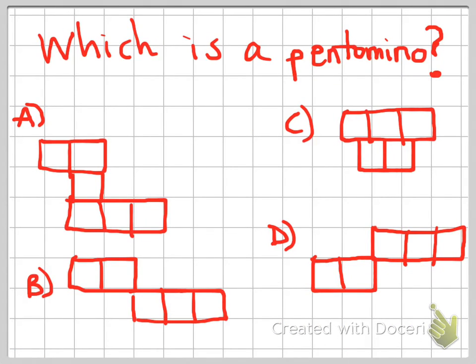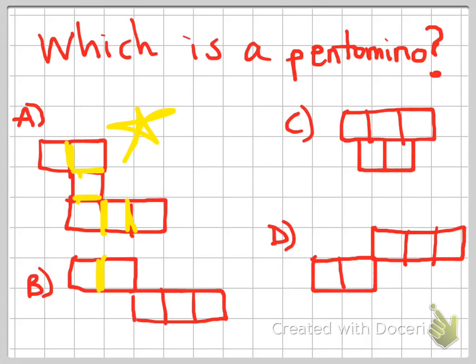Which is a pentomino? They're going to ask you that when they show you some shapes here. And we have to think of the definition. Remember, they are 5 squares that are joined together sharing a side, a full side. Okay, so we're going to analyze A, B, C, and D and determine which one is a pentomino. Let's start with A. These two are joined by that side. These two, that side, this side, that side, and the last one, that side. So it looks like this is a pentomino. But let's analyze the others just to make sure.